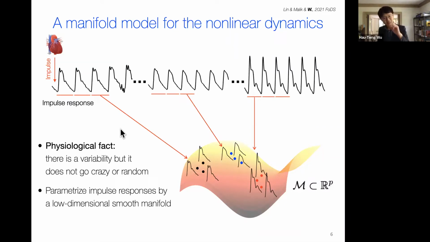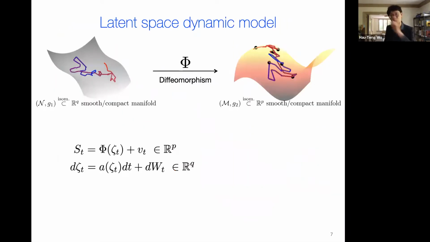And we need something slightly more. We need to describe the dynamics: what's going on in between those cycles, what's going on when one cycle jumps to another? So we write down this latent space dynamic model. We assume there is a manifold N embedded in some Q-dimensional space, which is a smooth compact manifold, and there is a diffeomorphism, and we get M, which is another complex smooth manifold on the right-hand side.